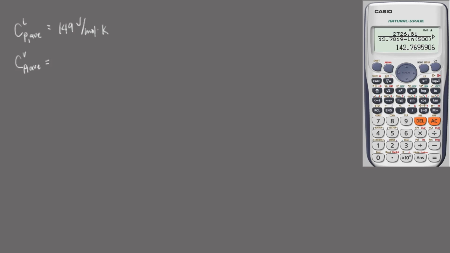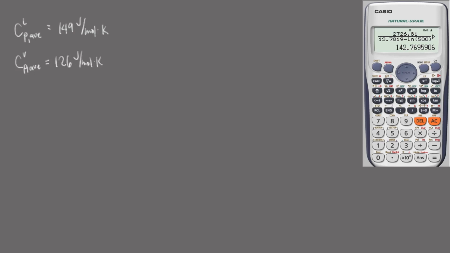Next, for the heat capacity of the vapor, we have to determine this at the average temperature between 200 degrees Celsius and 142.8 degrees Celsius. In Kelvin, that is 444.5 kelvins. And the value of the heat capacity at that temperature is 126 joules per mole per Kelvin.